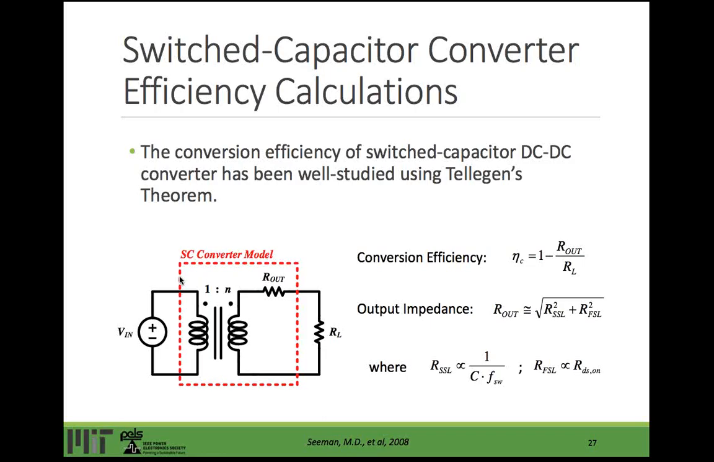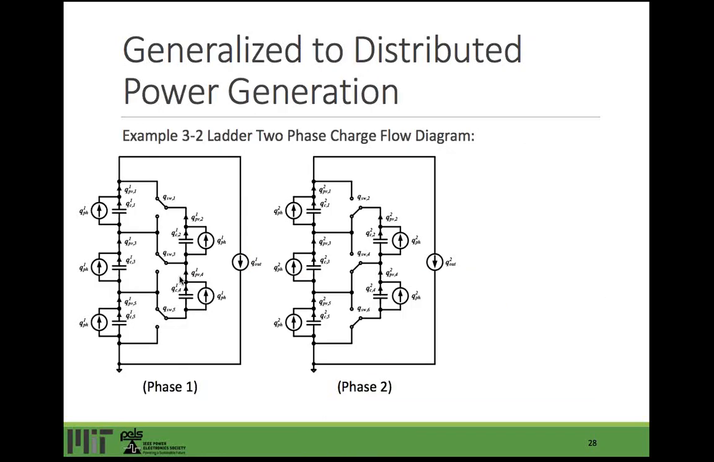So let's take a look at how we can generalize the single input, single output switch capacitor analysis to this case with distributed power generation. We'll use a 3-2 configuration as an example to perform this analysis, where 3 is the number of cells in the load connected string, and 2 is the number of cells in the ladder connected string. We'll model each solar cell as a current generation source in parallel with a capacitor. And this is a reasonable model because switched capacitor converters are inherently current transformers.